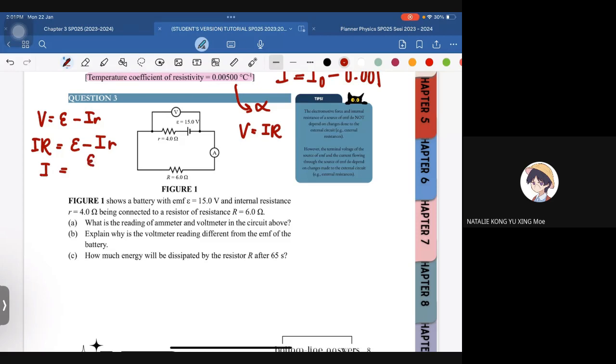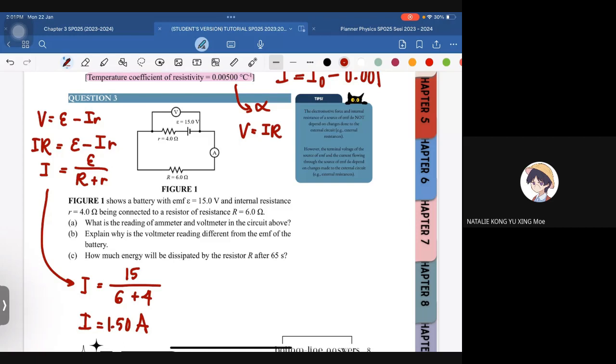So dari sini I equals EMF over capital R plus lowercase r. So dari sini kamu akan dapat 15 bahagi 6 tambah 4. So, dapatlah current di sini 1.5 ampere. Macam itulah untuk cari current.